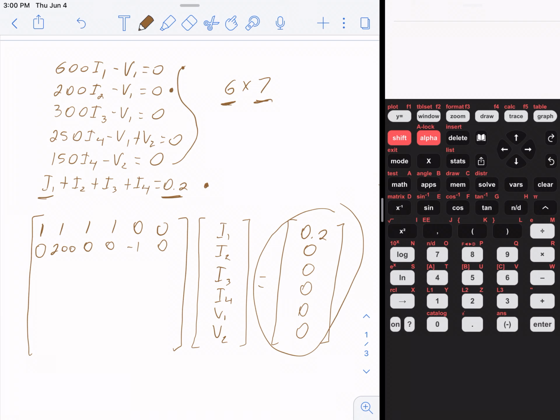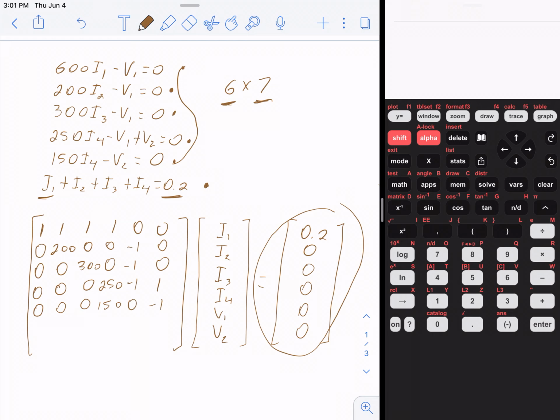Working on the next equation, which is the I3, we have I1 is 0, I2 is 0, I3 is 300, I4 is 0, and then V1 is negative 1, and then V2 is 0. And the right side 0. Looking at the next equation, we have that I4 is 250, so I1 through I3 is 0. That's going to be 250. V1 is negative 1, and then V2 is 1, and then the right side is 0. I can look at the next equation, which is 0, 0, 0, 150. V2 is negative 1 and V1 is 0.